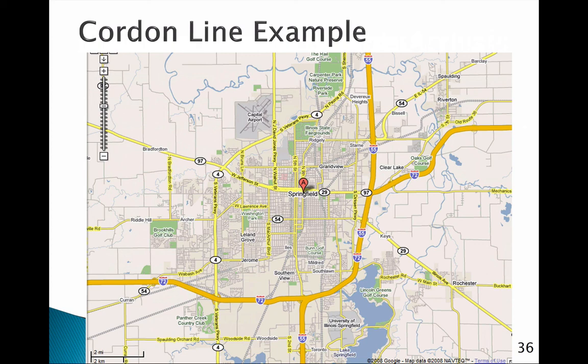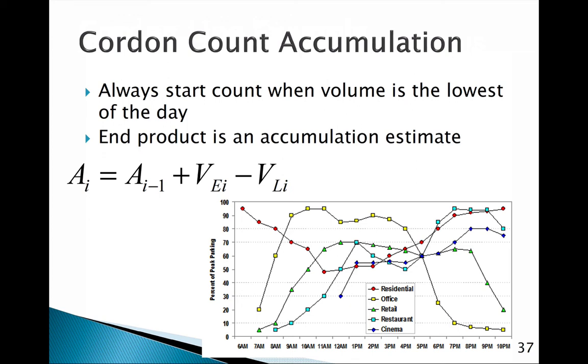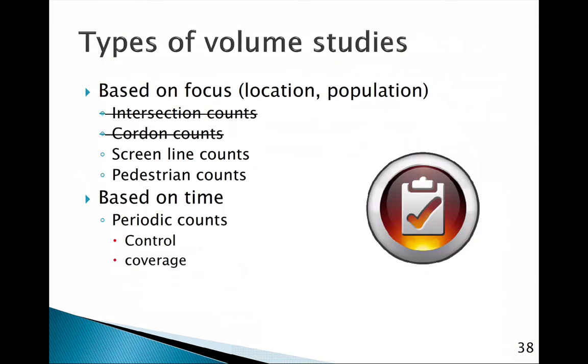Basically all I did was draw a circle around the city and looked at the major crossings. There's some minor ones in there that aren't really that relevant, but if you count the major ones in and out, that's really what we're talking about with a cordon line count. And plotting that data will look something like this. And again, it directly correlates to parking demands.